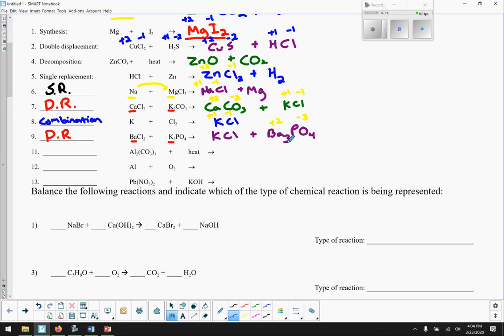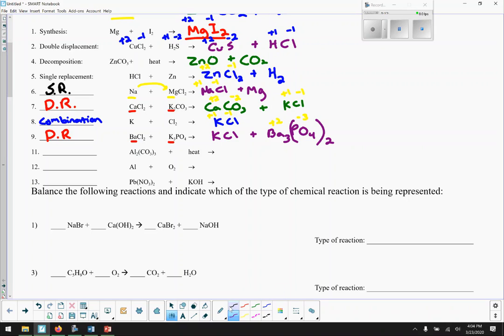So barium +2, you would need 3 of them to be +6. Since we need more than one phosphate, we have to put the whole thing in parentheses, and we need 2 of them to be -6. So 3 +2s, 3 bariums, gives us +6. 2 -3s, 2 phosphates, gives us -6, and those cancel out. So you get KCl plus Ba3(PO4)2. That's another double replacement.